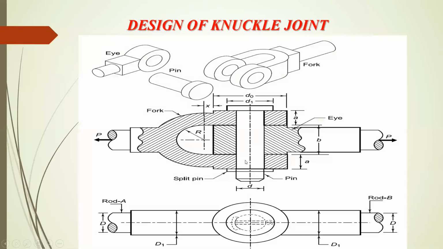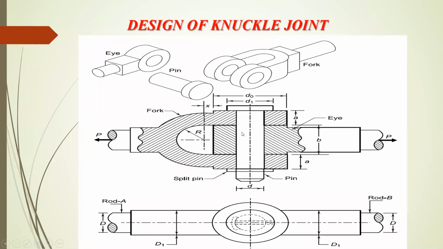The knuckle joint looks like this. There are three parts in the knuckle joint. First is the eye. Here the left side eye portion is there. Then the fork. The eye section is to be inserted here in the fork. And the third part is the pin. The pin is to be inserted in between to connect the eye and fork in those holes. So this is the complete assembly of the knuckle joint.